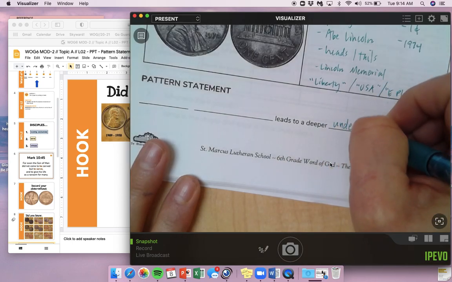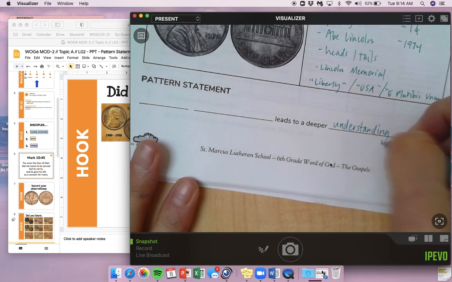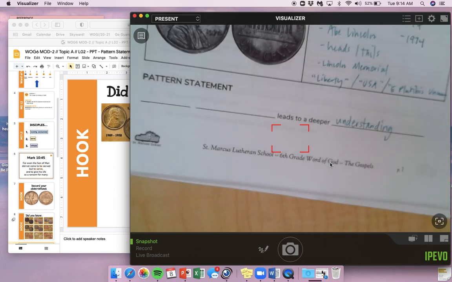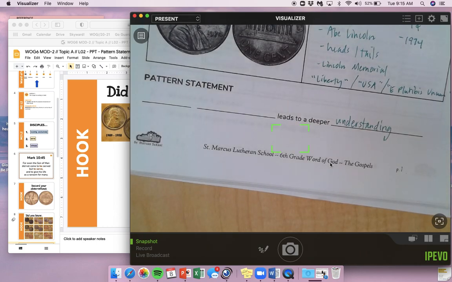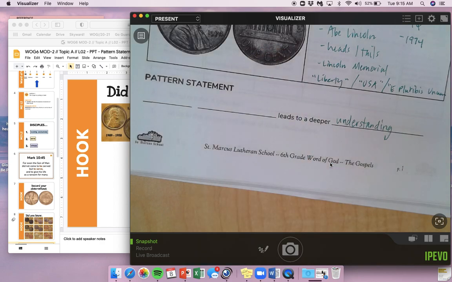Go ahead and pause the video and see if you can figure out what those first two words could be. Now, you could be right. Your statements could be absolutely accurate. We're going to pick one just for the sake of quizzes and clarity and just so we have the same hook to hang everything on. But what leads to a deeper understanding? Think about what I did in order to figure out more about the penny. Go ahead and pause the video and talk about it.